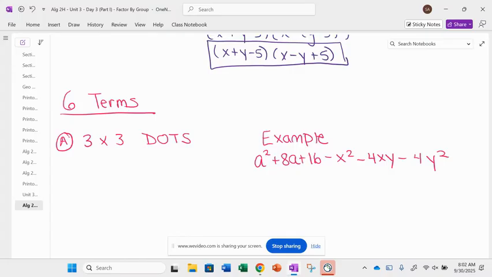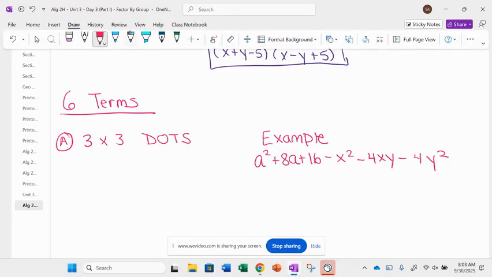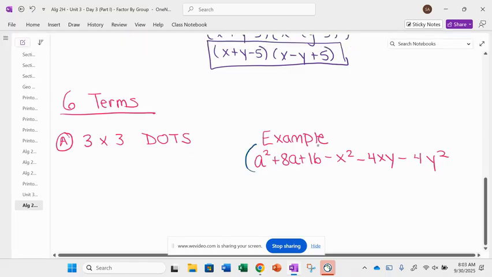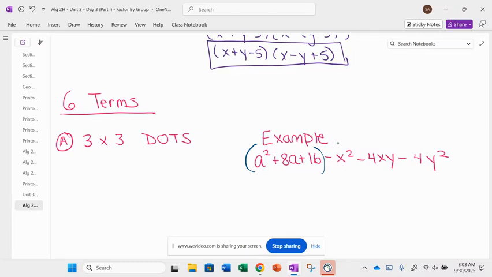But when I decide what I want to group together, you want it to be perfect square trinomials, meaning when I factor it, it's going to be some quantity squared. So here I'm going to see that I can group the first 3 terms together, and I can group the last 3 terms together, but I need there to be a minus between them. So I'm going to put a star here: must have a minus between them.